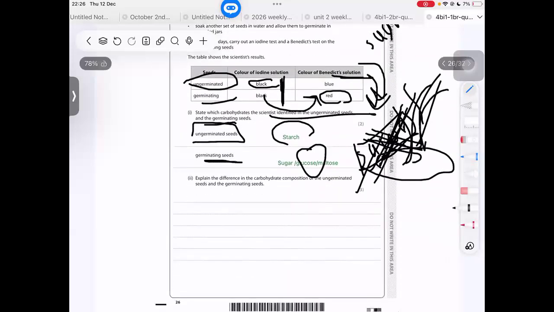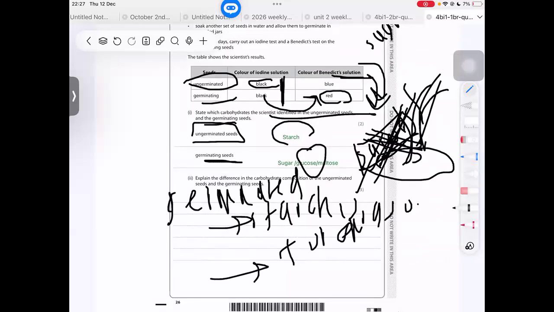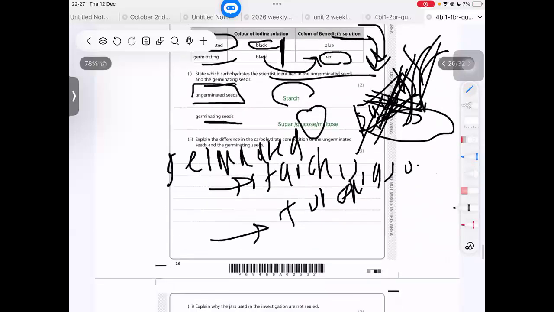Then they are asking, explain the difference in the carbohydrate composition of the germinated seeds and the ungerminated seeds. You can say like this: in ungerminated seeds, starch is used for storage. Starch is used for energy storage. And why is starch used as a storage substance? Because starch is insoluble.